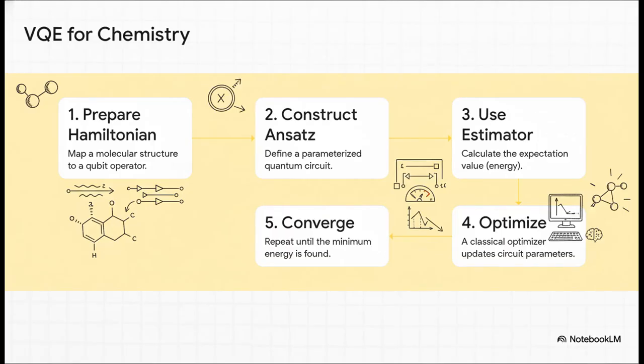Let's look at a real application, like simulating molecules with an algorithm called VQE. This is where the estimator is the star of the show. You start by defining your molecule. Then you build a flexible quantum circuit for it. Then you hand it to the estimator, which calculates the molecule's energy. A regular classical computer then looks at that result, tweaks the circuit a little bit, and you do it all over again. You just keep looping over and over until you zero in on the lowest possible energy, the true ground state of that molecule.